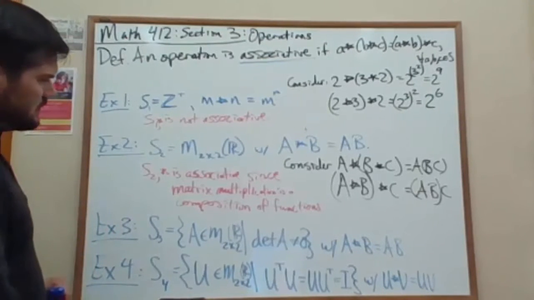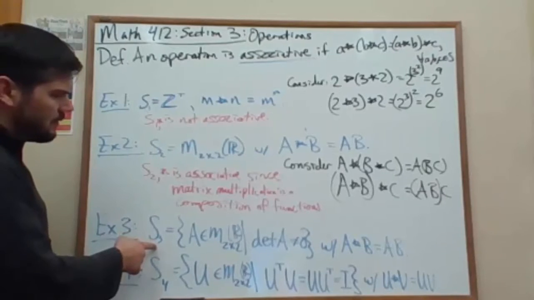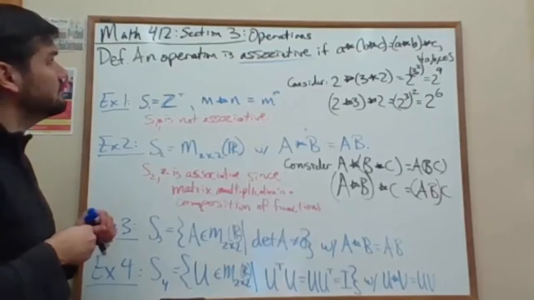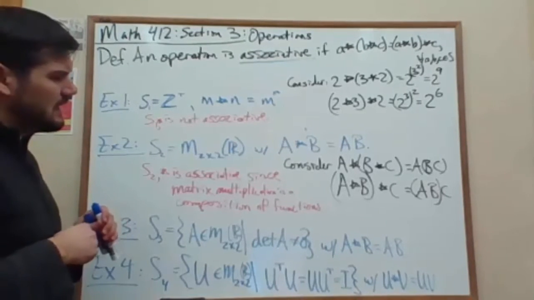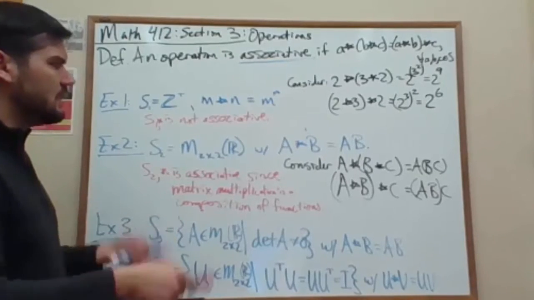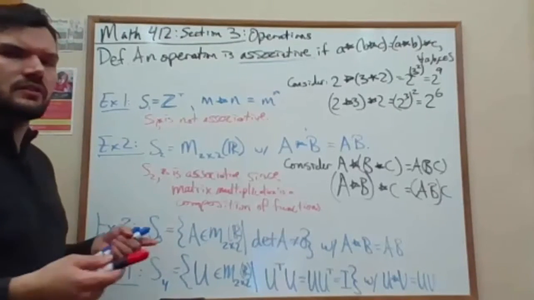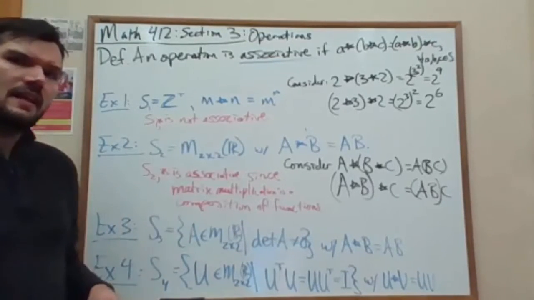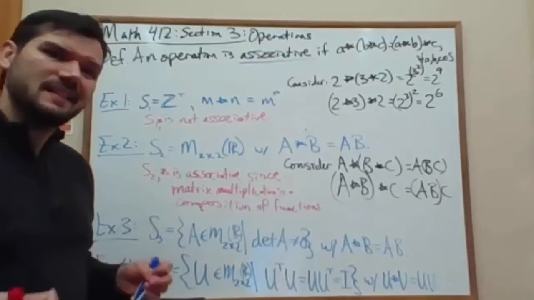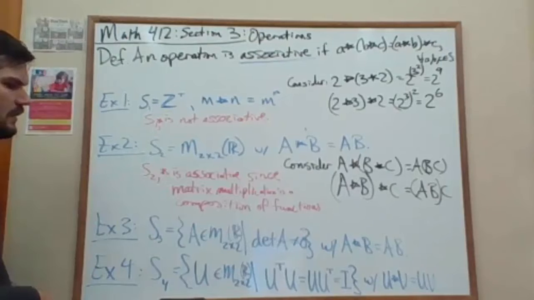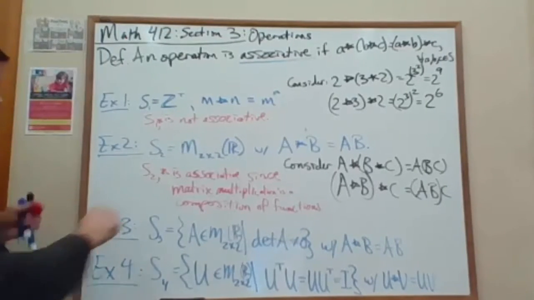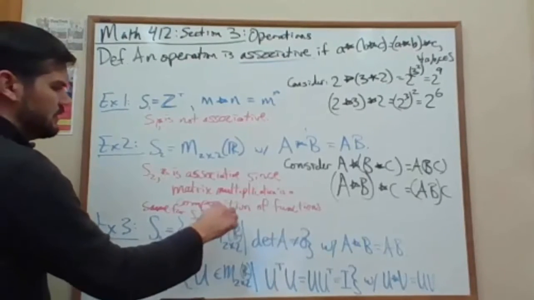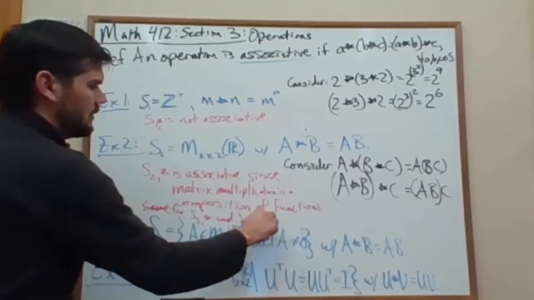Okay, now, does it change when we move to S3 and S4 with that same operation? No. The restriction on the set does not change whether or not the operation is associative. It's the operation itself, the rule itself, that determines whether it's associative or not, not the set. Same for S3 and S4 with the operation star.